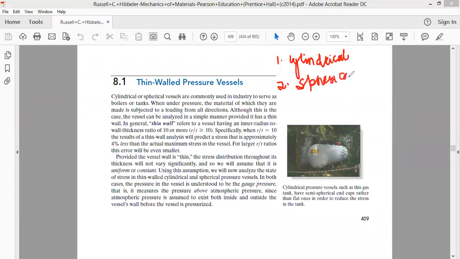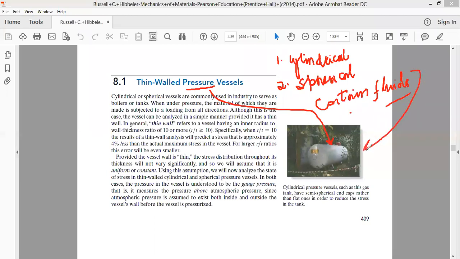Now the question is, these are vessels. Why are these called pressure vessels? These are pressure vessels because these vessels are used for holding or containing fluids. For example, the containers may be used for holding petroleum, gaseous products, or water. Whatever they hold, that essentially is in the form of a fluid.